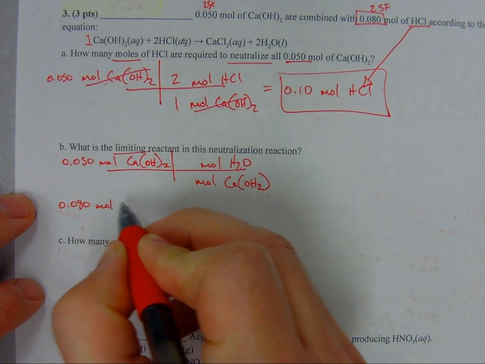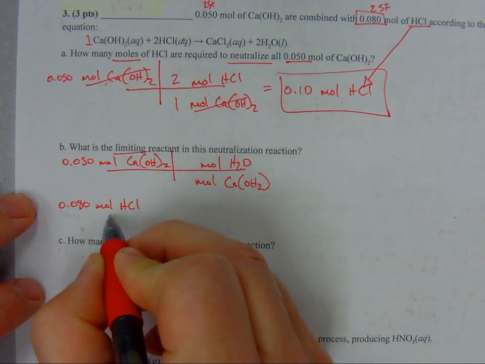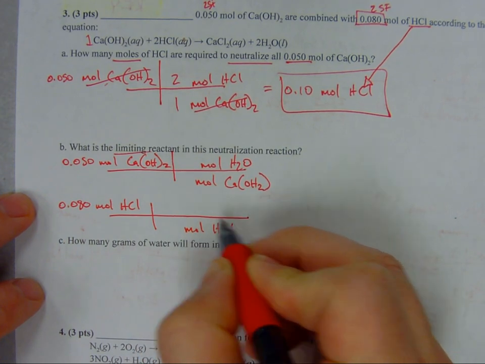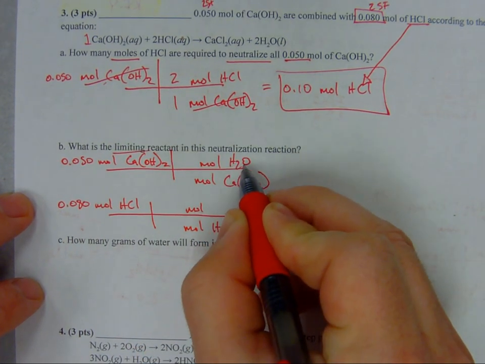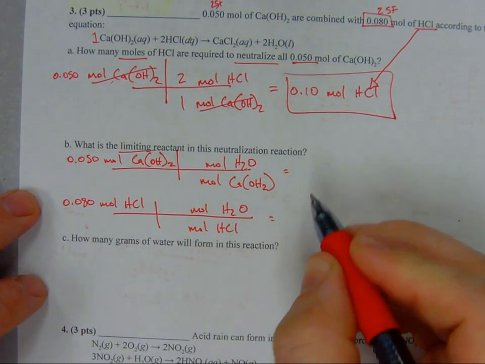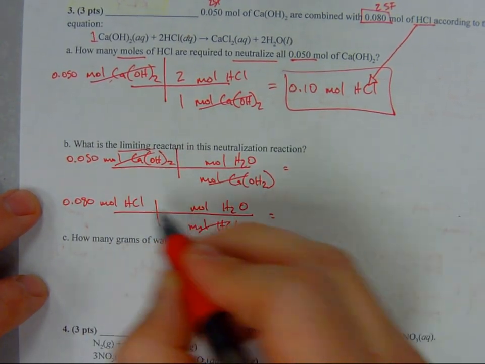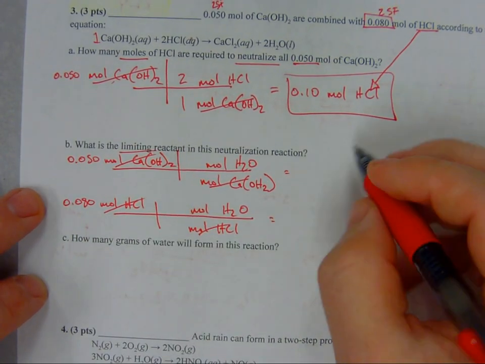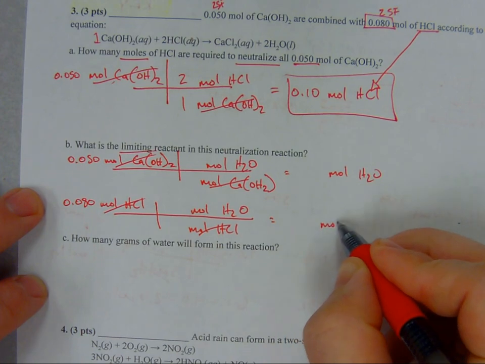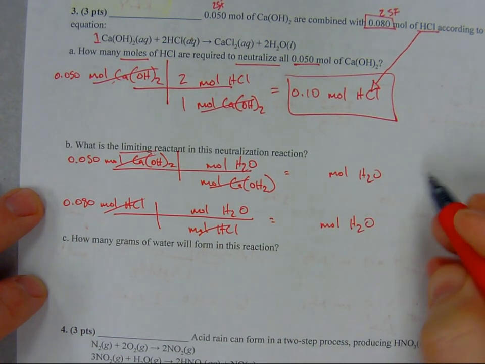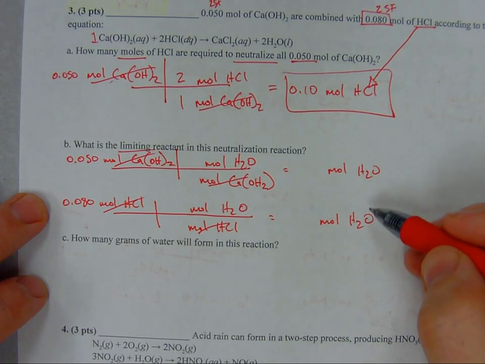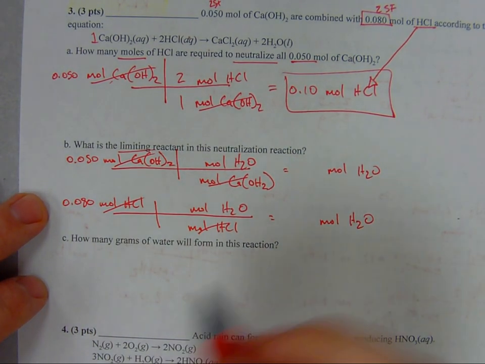0.080 moles of HCl. I'm going to convert out of moles of HCl and into moles of, again, making sure it's the same product, H2O. Units for the reactants cancel, and both reactants will be converted into moles of H2O. Again, it has to be the same product. You can't compare apples and oranges. You got to compare apples to apples and oranges to oranges.